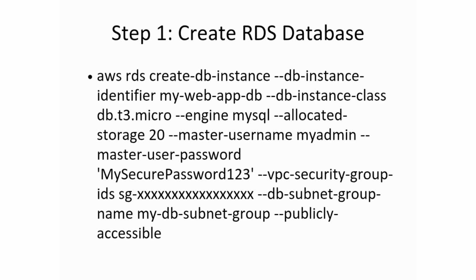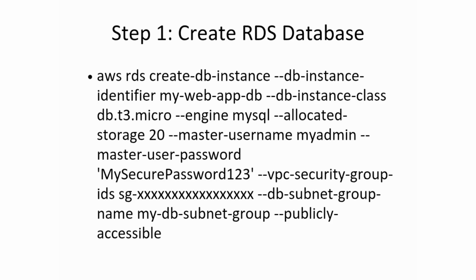If you have an existing EC2 instance with a running web application, first we have to create an Amazon RDS database instance. There is a set of commands that we have seen here, and you have to note that the DB instance identifier is nothing but a unique name for your database instance, and the DB instance class is the compute and memory capacity. The db.t3.micro is suitable for testing.